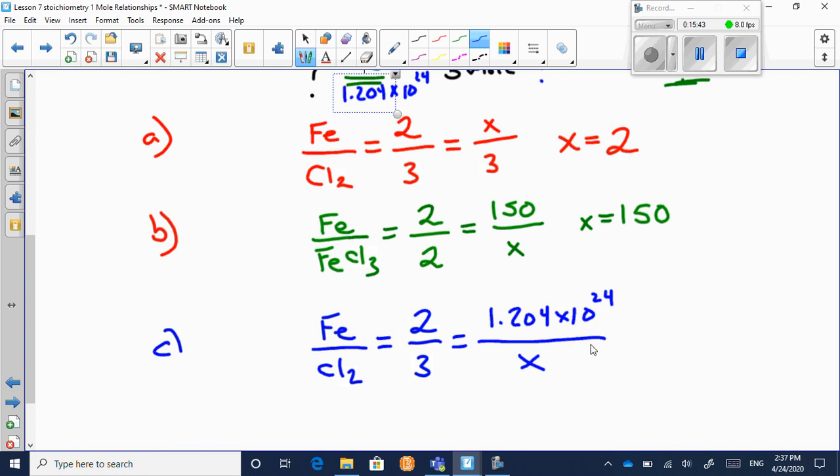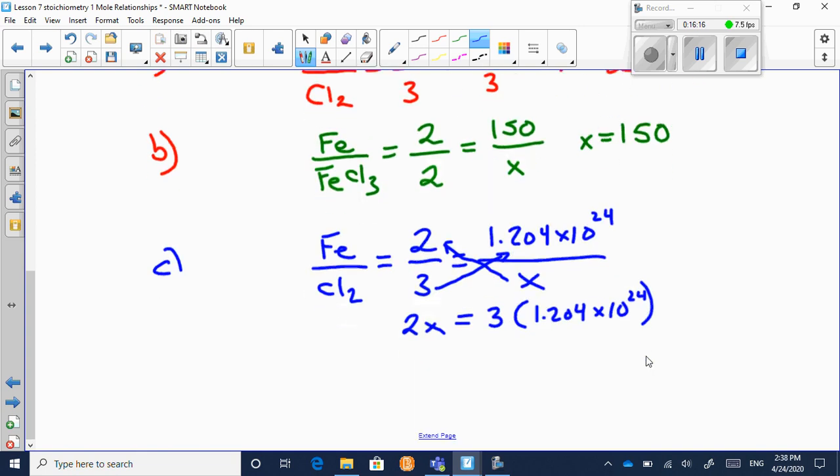So what's my x? Well, the ratio tells me it's 2 to 3. Now, what I'm going to show you is an easy way to solve ratios, and I haven't had to do it in the first two because they were easy ratios. But watch what I'm going to do. I'm going to cross multiply here. I'm going to multiply my x up there, and I'm going to multiply my 3 up here. So that'll give me 2x is equal to 3 times 1.204 times 10 to the 24. And then I want to get x by itself, so I'm going to get rid of the 2 by dividing by 2. So that's kind of cross multiplying.